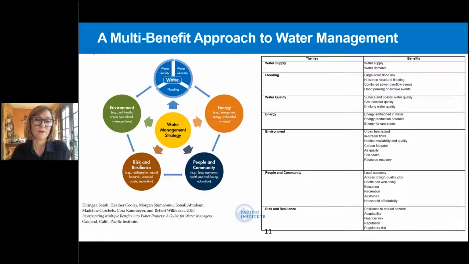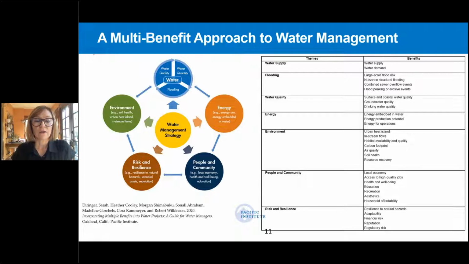When we wanted to understand where these benefits came from and why they matter to stakeholders, we conducted an extensive literature review. We had extensive input from advisory groups and focused interviews with experts and practitioners that identified more than 100 benefits and trade-offs. And again, we grouped them into these 5 themes: water, energy, environment, people and community, and risk and resilience.